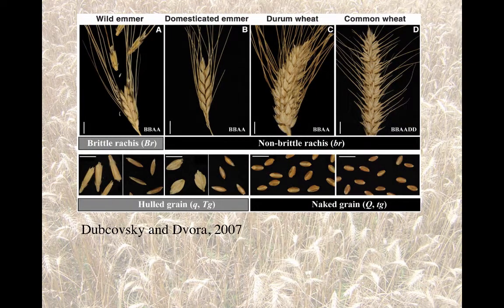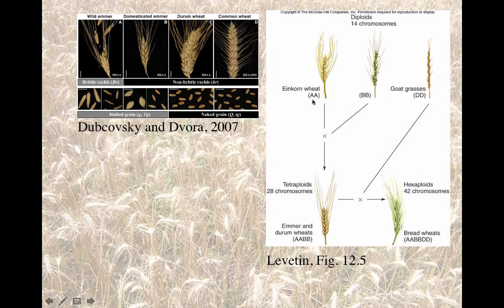So here you can see there are many different kinds of wheat. You've got wild emmer, domesticated emmer, durum, common wheat. This is the most common plant grown on the planet actually, and you'll notice that they have different genetic makeups here. What I want to show you is that this is due to crossing. We have einkorn wheat, which has got AA, and then we have another type of grass called BB. They get crossed together, and we end up with what's called emmer and durum wheat. So we have the BBAA.